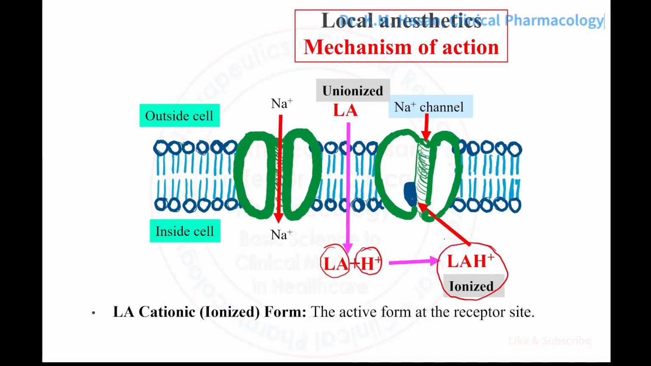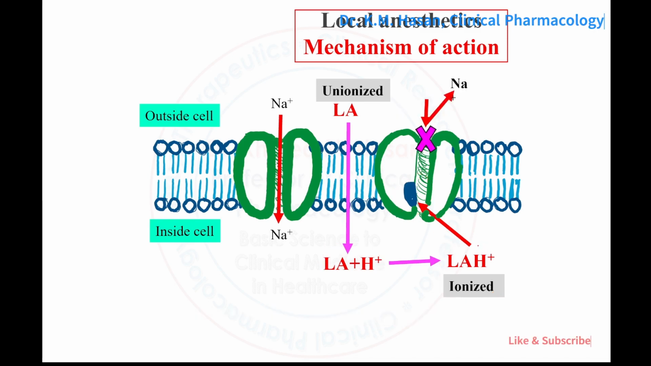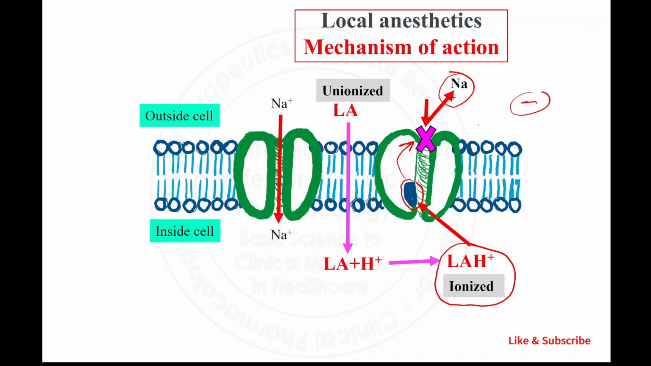So the ionized local anesthetic, the active form, will be able to bind to the target site on the sodium channels. When binding to the sodium channel, the next step is that binding of the ionized local anesthetic to the receptor leads to blocking the sodium channel. Blocking the sodium channel means it does not allow sodium to enter the cell and produces an inhibitory effect, inhibiting pain sensation. So this is the mechanism of action.